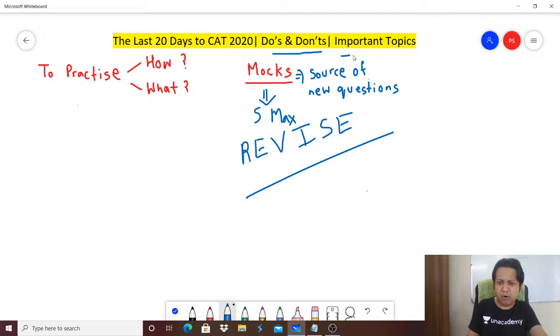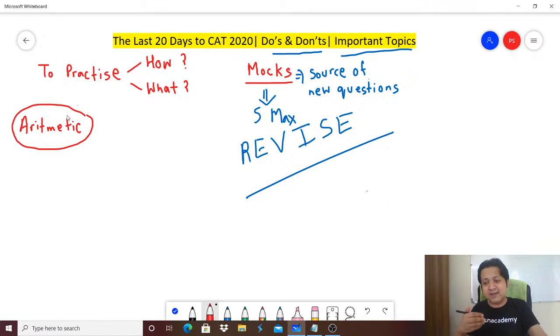The next part is important topics. Now, as I was saying, the most important topic in quants is arithmetic. If you look at the questions from previous years, arithmetic constitutes a major portion. What is arithmetic? Time, speed and distance, time and work, ratio and proportion, percentages, profit, loss and discount, SI-CI, right? So all these topics fall under arithmetic. Please make sure that this is one area which you really need to do well. But again, does it mean you leave out other topics? No, you cannot leave out just any topic, because CAT at the end of the day is known for surprises.